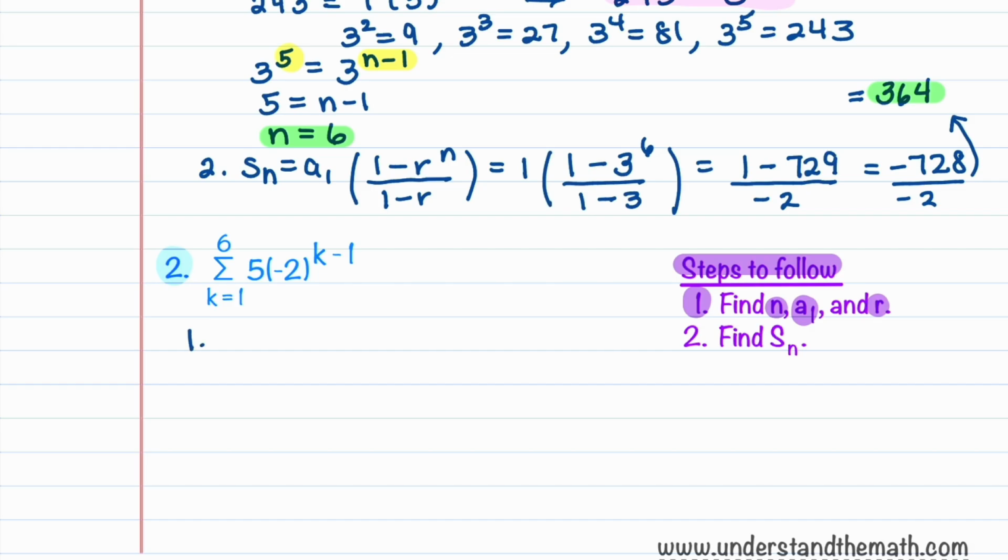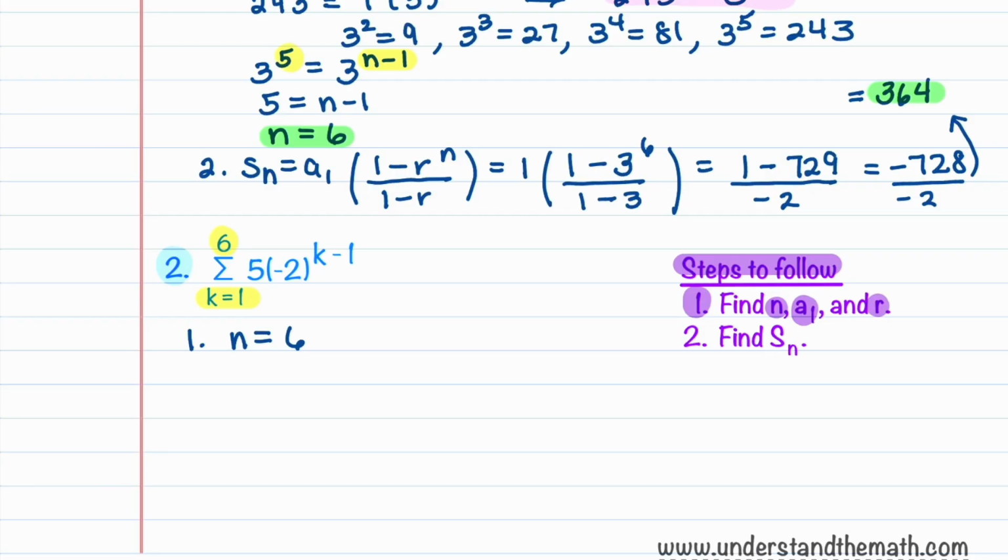Our first step is we need to find N, A1, and R. So let's do that. N is the number of terms that we have. Because we have a 6 sitting up on the top here, that means that we have 6 terms because our first term started with 1. So we have 1, 2, 3, 4, 5, 6 terms. So we can write down that N is 6.